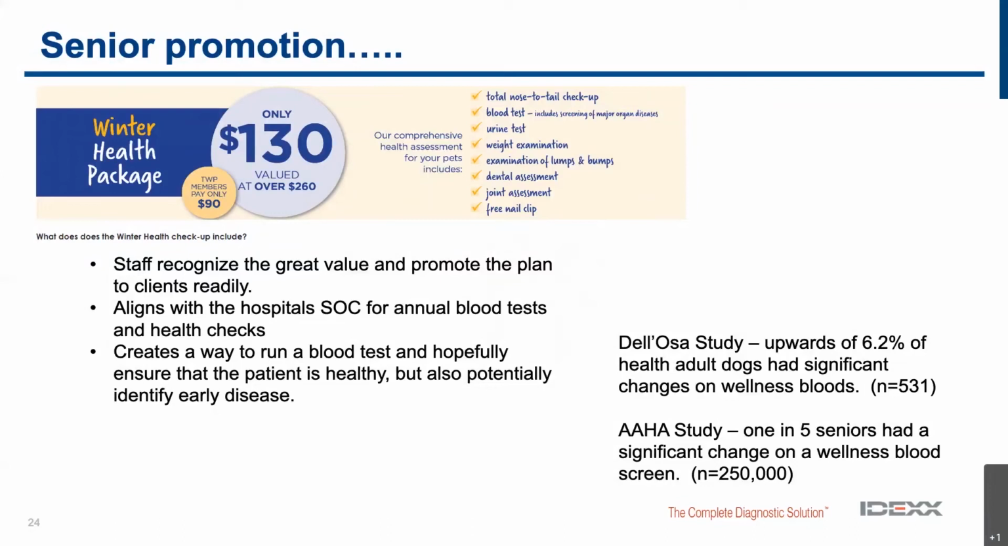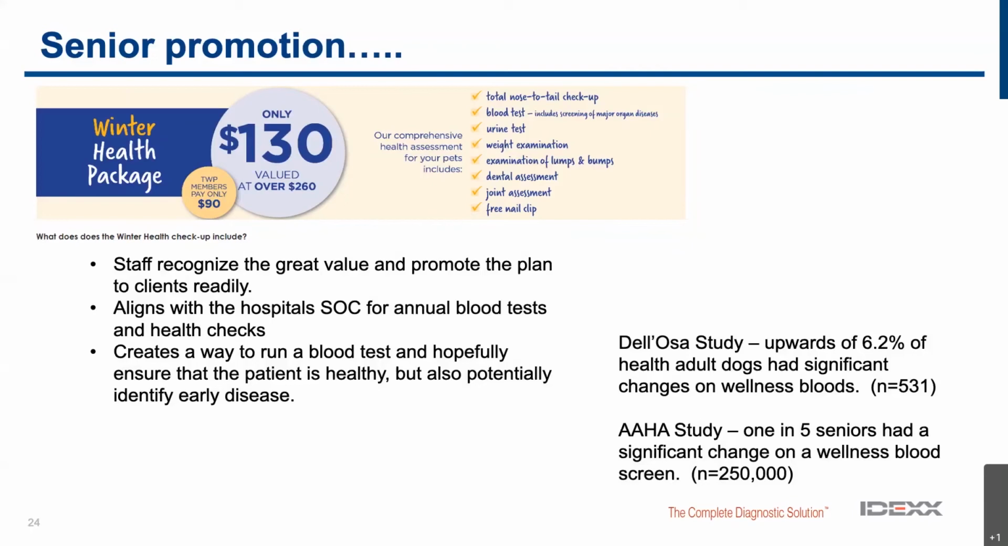The nursing staff see the huge value that they're providing to the client. They're not having to sell the product. It was something that aligned with our hospital standards of care. Our standard of care was that we should be doing an annual blood test for our senior pets. And it was an easy thing for people to be engaged with. This was the nurses said, well, this is something we should be doing, and now we're going to make it cheaper and easier for you to do it. Come in, let's have this blood test and hopefully ensure that your patient is well.